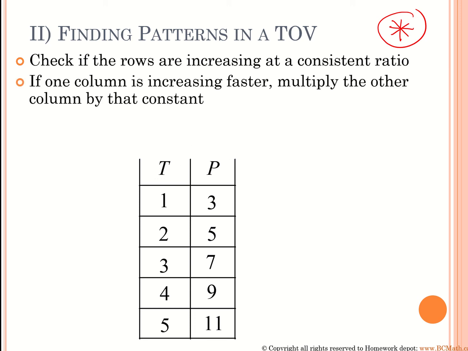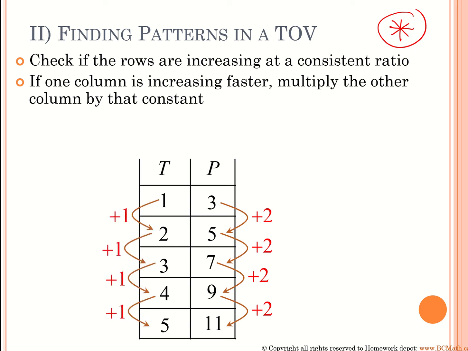You look at the columns, and you want to see which one's increasing faster. Looking at the right column, you see these ones are increasing by 2. Like from 3 to 5, you go by 2. 5 to 7, you also go by 2. 7 to 9, and 9 to 11, they're all going up by 2. And when you look at the left side, they're all going up only by 1. So if I ask you which side is increasing faster, the answer would be the P side. This side is increasing faster. And the thing is, you don't want one column to be increasing faster than the other. You want them to be increasing by the same value, right?